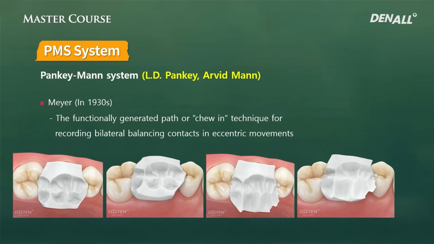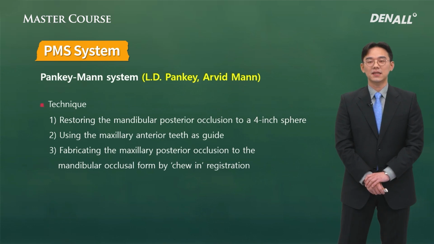The Meyer's functionally generated path is as follows. It is also called the chew-in technique. The technique is used in the mouth of a patient, and it is the same as direct temporary crown fabrication. On a tooth to be restored, softened wax is placed, and the patient is instructed to do MI or habitual bite eccentric movement to come up with the occlusal surface. It does not require a complicated articulator technique.